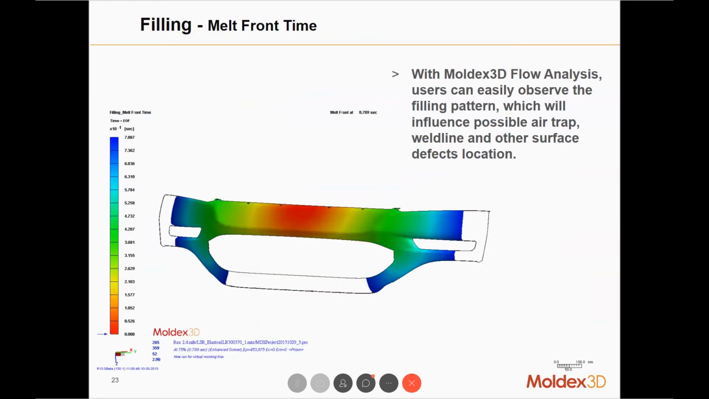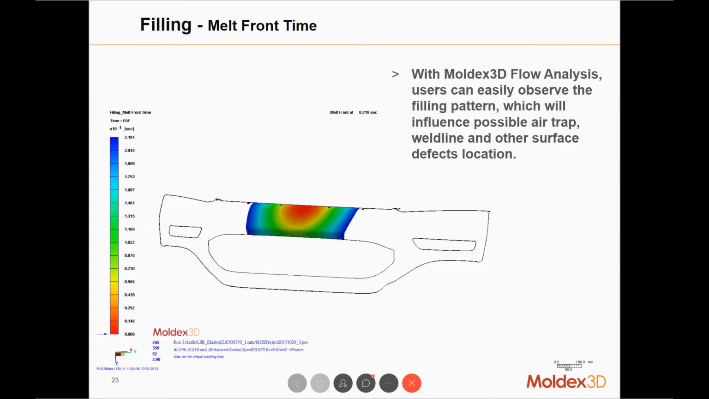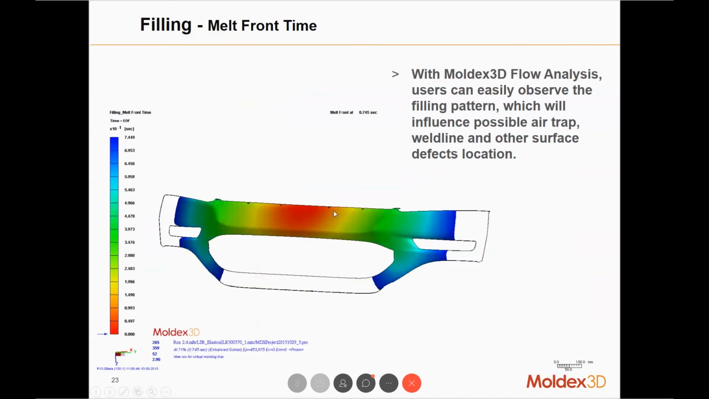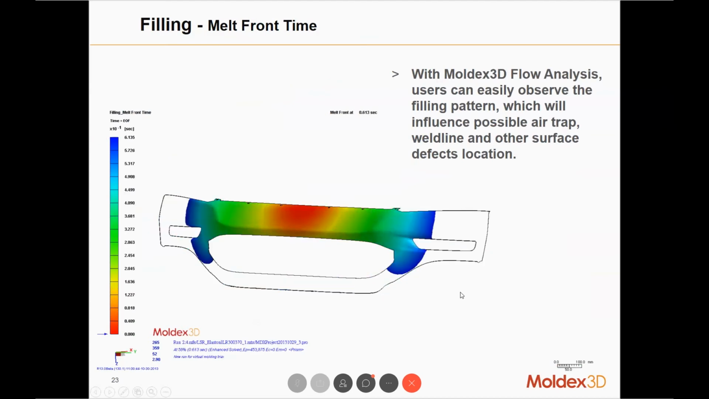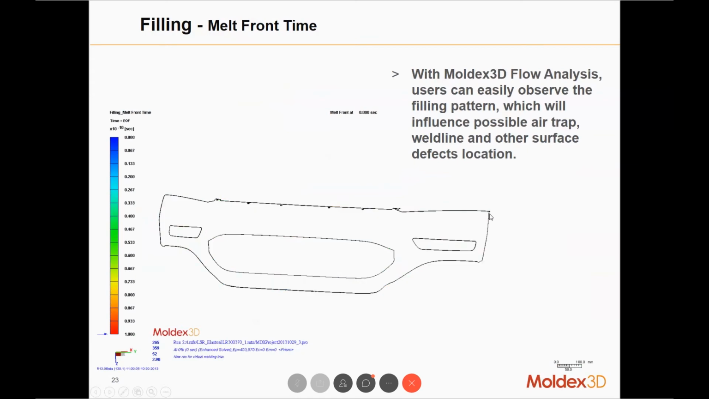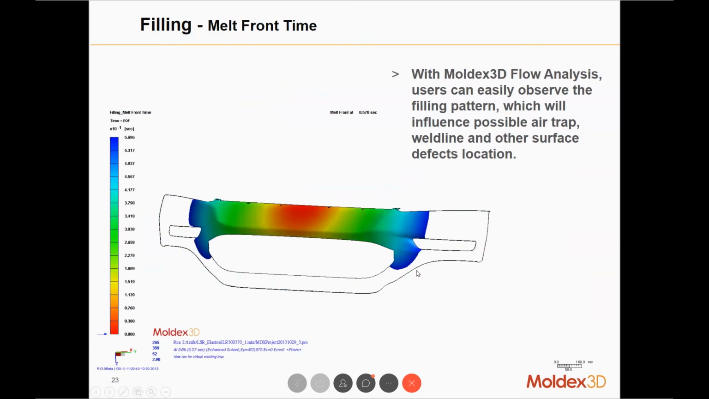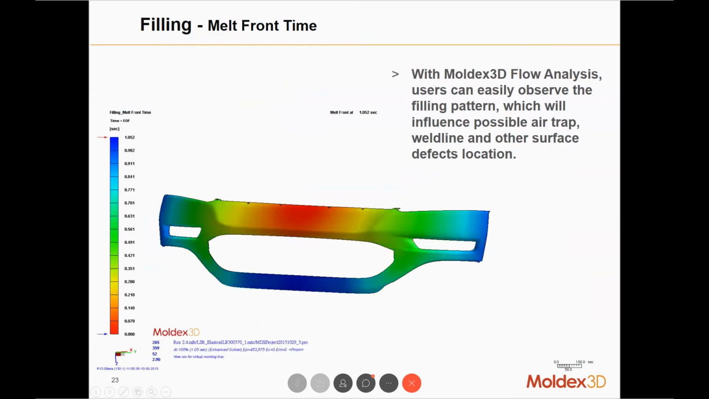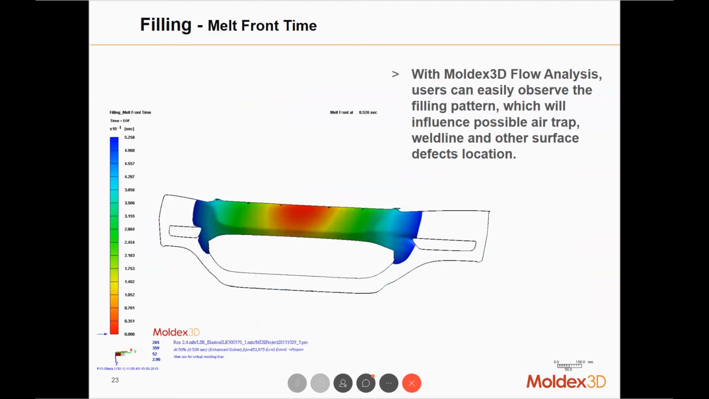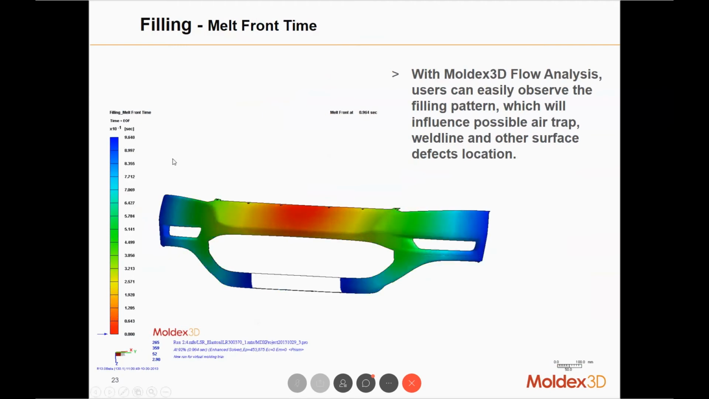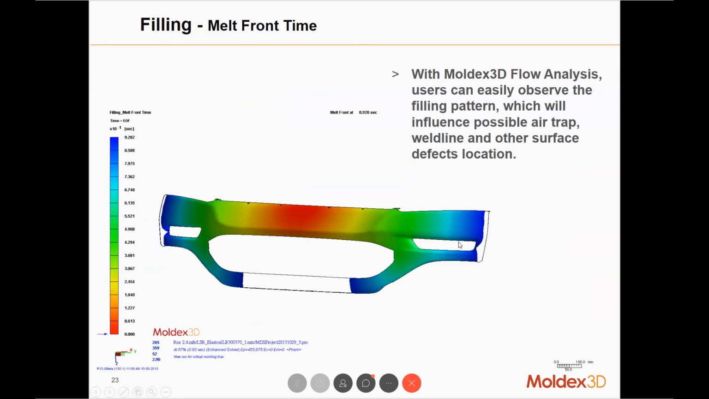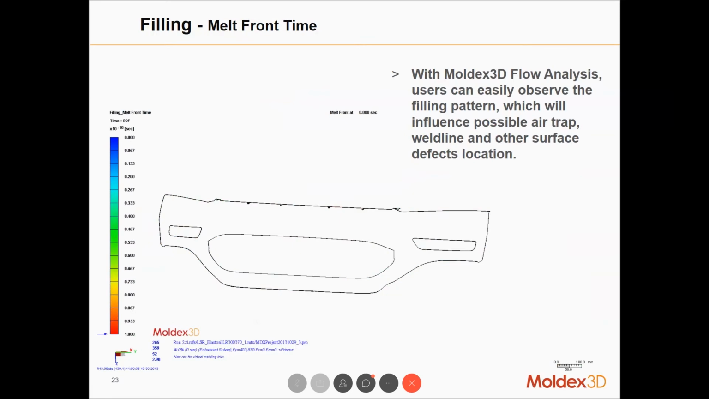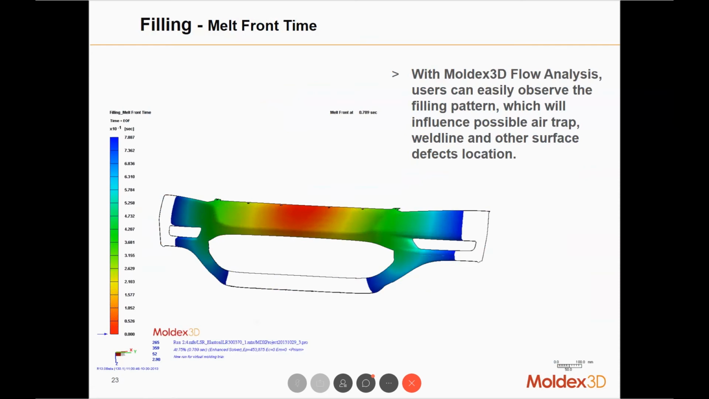During the filling stage, users can easily look at the filling pattern based on this melt front time animation. You can tell how the cavity is being filled by the polymer and whether any short shot will occur. With an accurate prediction of the filling pattern, we can give users an accurate prediction of possible weld lines and air traps. On the next page, I would like to show you the weld line locations.